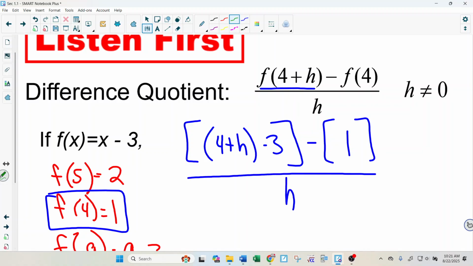So when we do this, we always do this. Just to help us out, I'm going to put brackets around this to help us keep things organized. This is about being neat and organized so you can keep track of stuff. And then you're going to simplify.